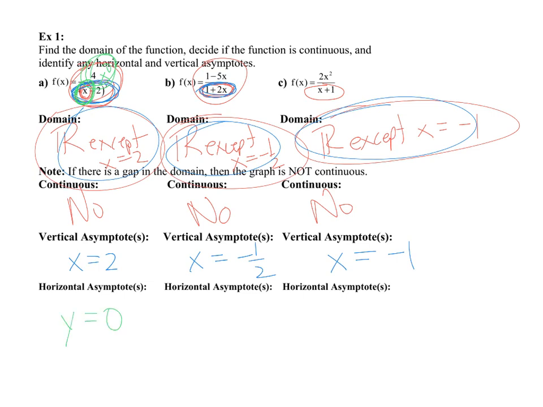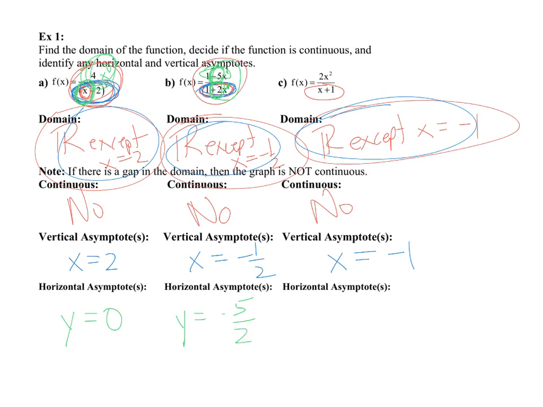Now look at the degrees here. Sort of out of order, but the highest degree here is 1, the highest degree here is 1. So in this case, you simply take the leading coefficients, which are negative 5 and 2, and that represents your horizontal asymptote.